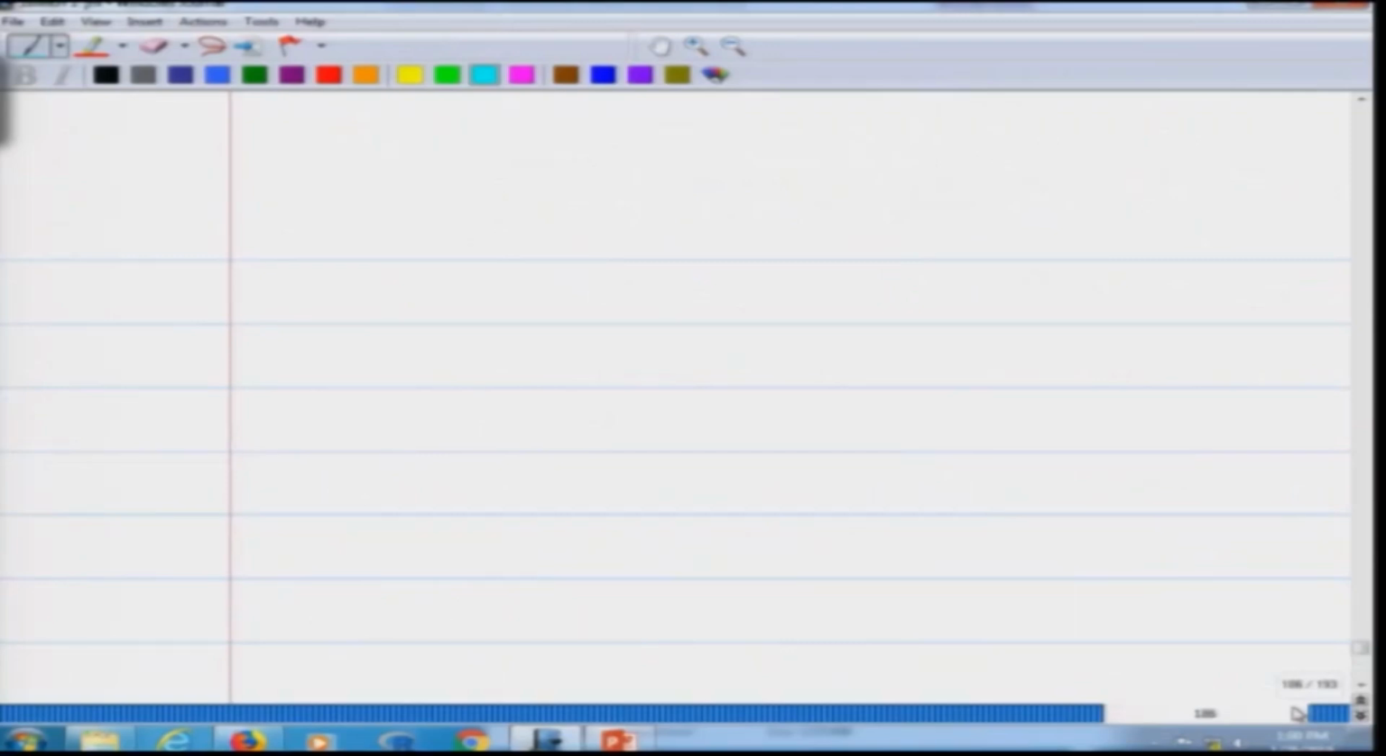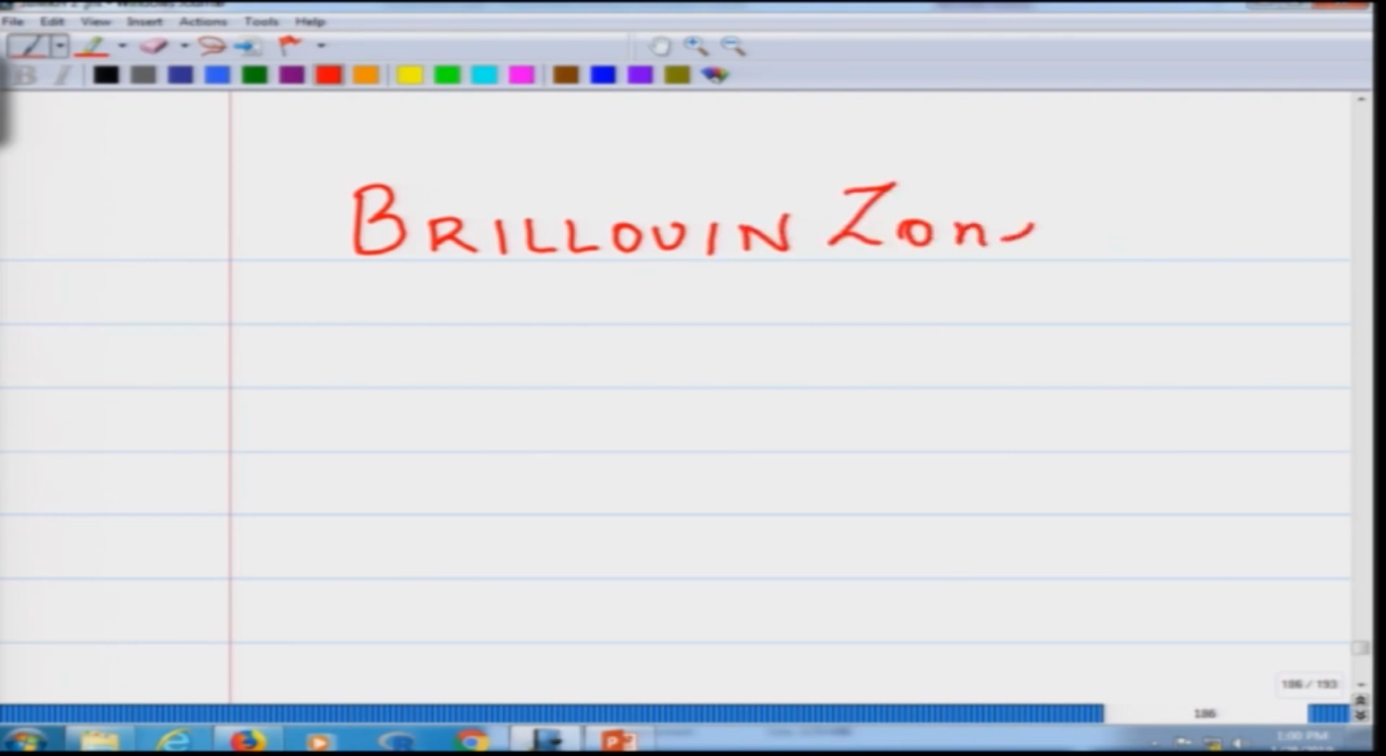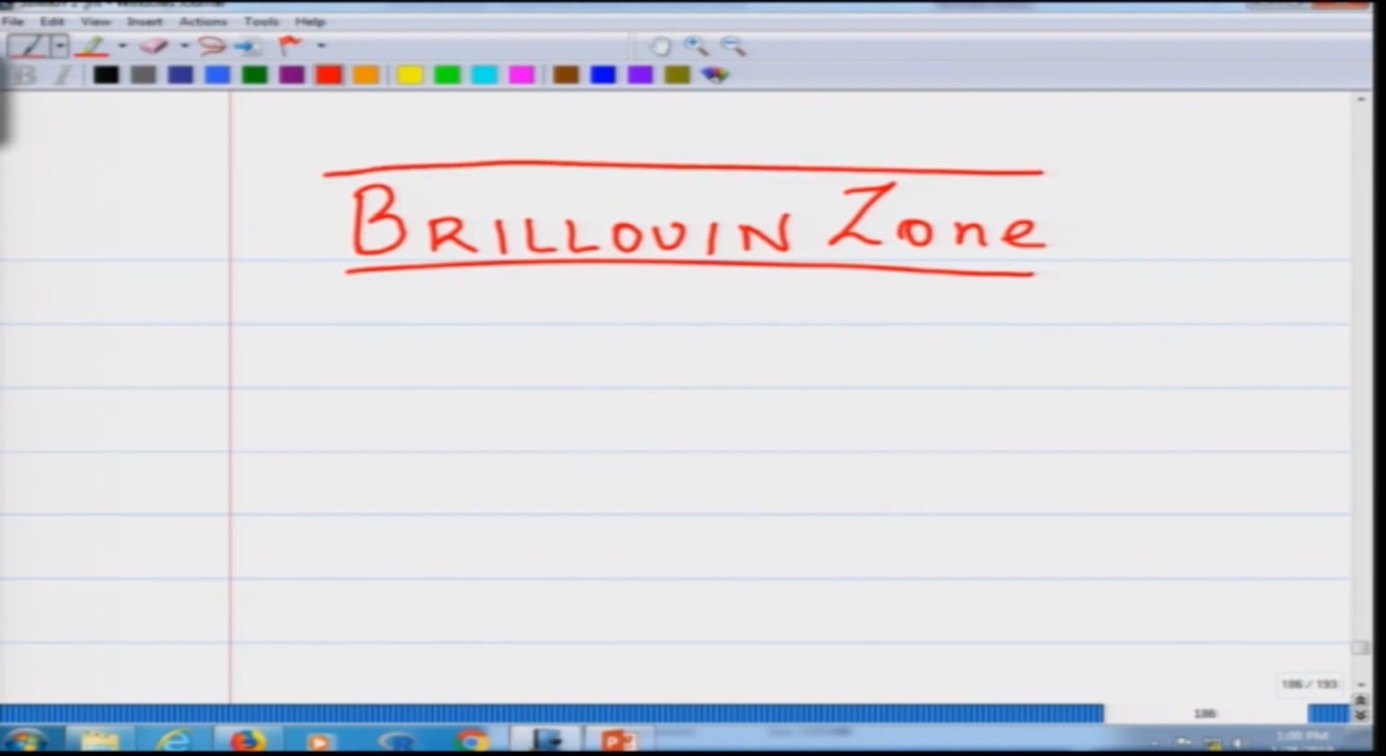That is also described by a similar set of features and a similar set of laws which govern the diffraction of those waves. And in relation to this scattering of waves, the final and important aspect which I will introduce now is the concept of a Brillouin zone. So, what is a Brillouin zone?